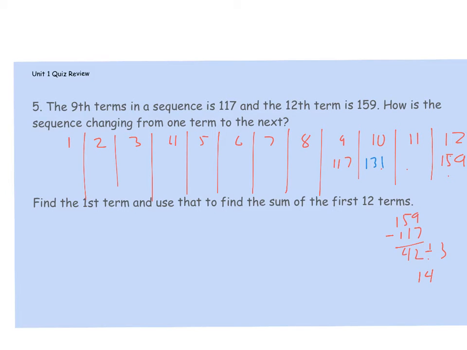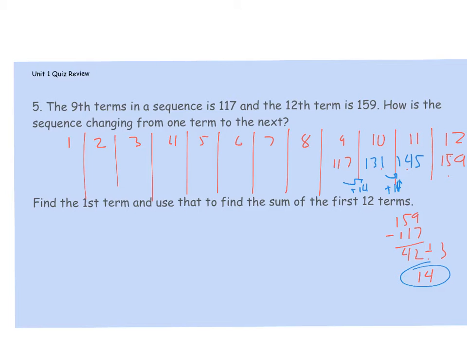If I add 14 again, I'm going to get 145. And if I add 14 again, 14 plus 145 is 159. So it is changing by 14 every time.